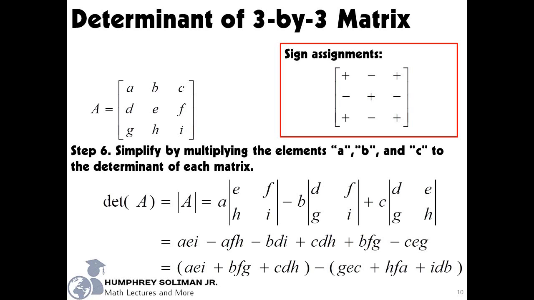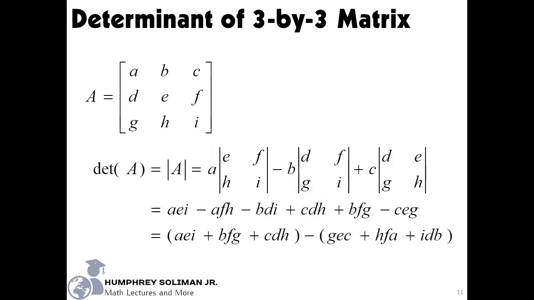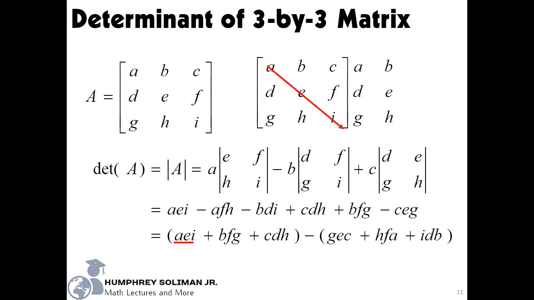If we check this with our first method, you will see that it has the same answer. The sum of the products of the elements passed by the red arrows going down, minus the sum of the products of the elements passed by the blue arrows going up.